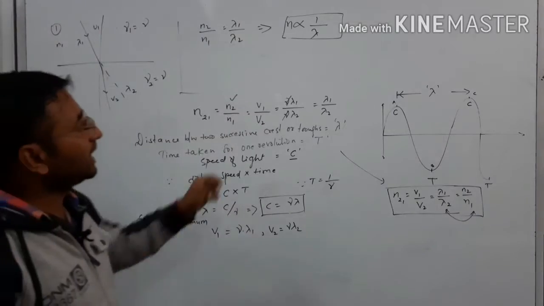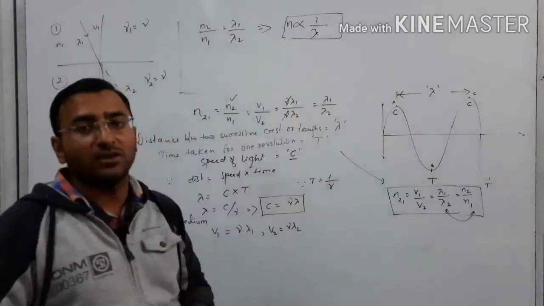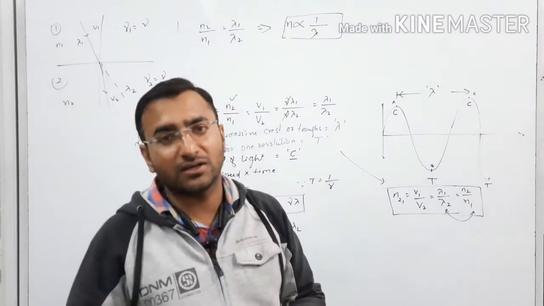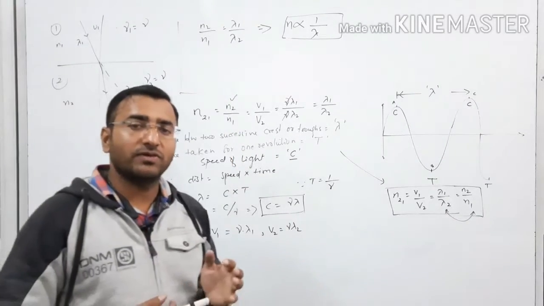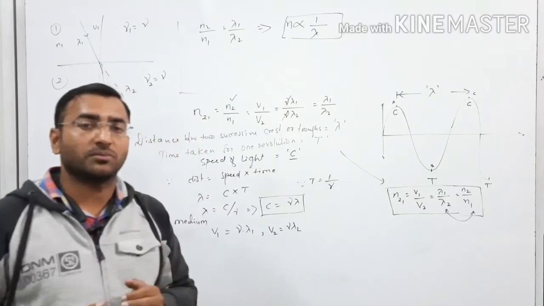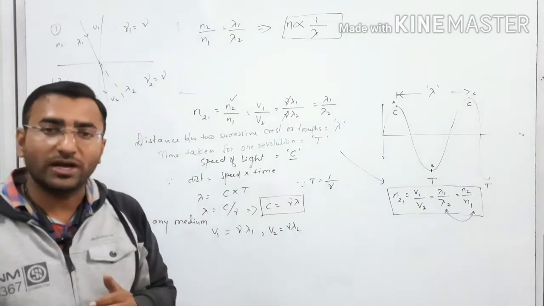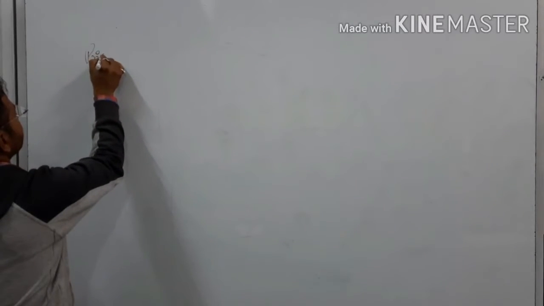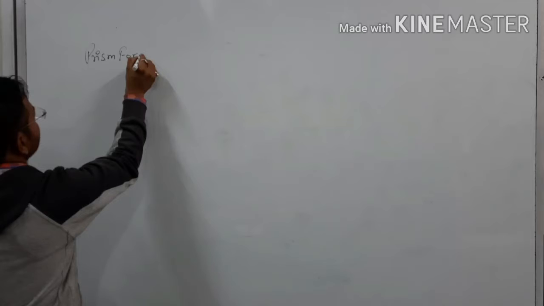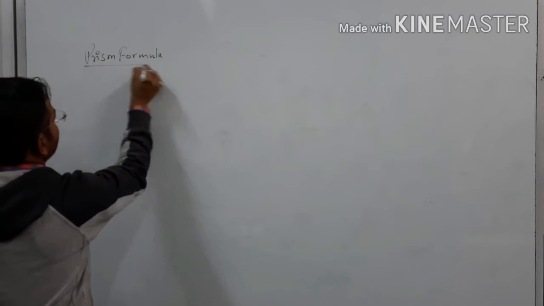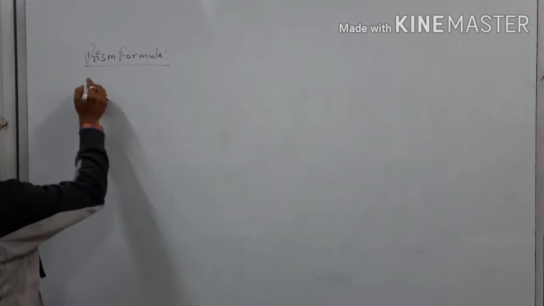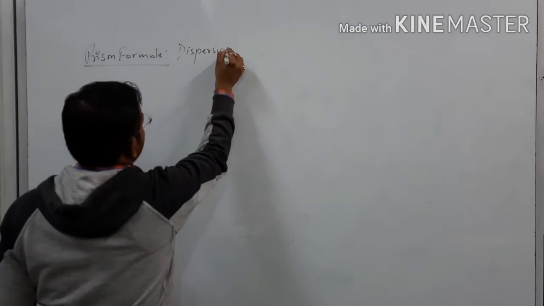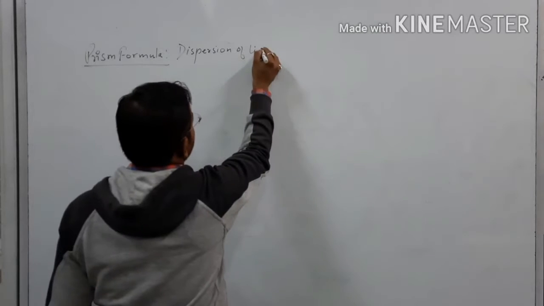After that, with the help of this relation, we can discuss dispersion of light. What is the dispersion of light by prism? After that, we will talk about the prism formula. For that, pause the video and note down. The next heading is prism formula, and before that, we will talk about dispersion of light.